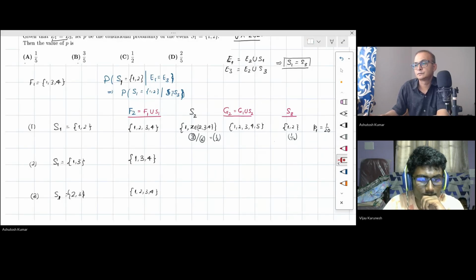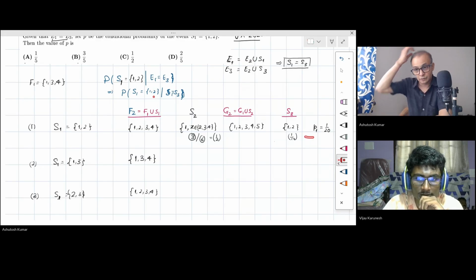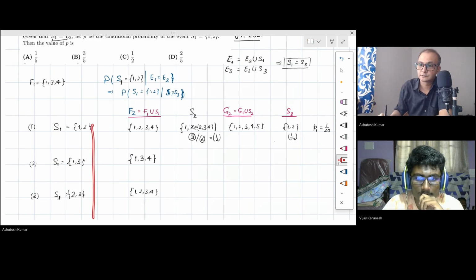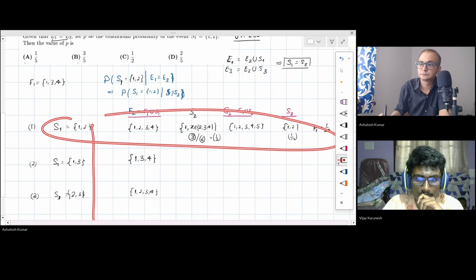See, now it's very clear. This is the conditional probability. So what do you do? Probability of S1 being 1, 2. It means S3 is also 1, 2, no? Yes, sir. So out of all these probabilities, you are finding this probability. So what do you do?